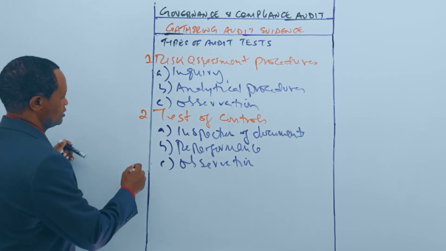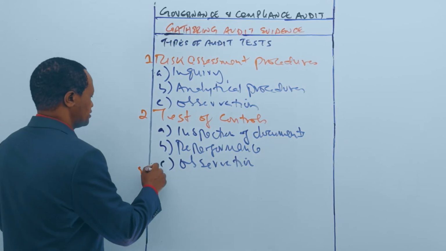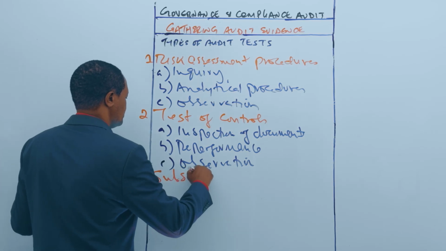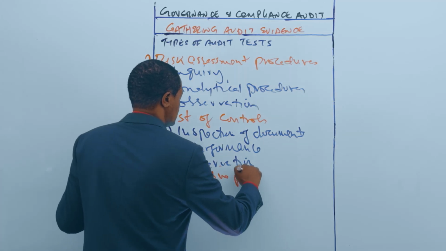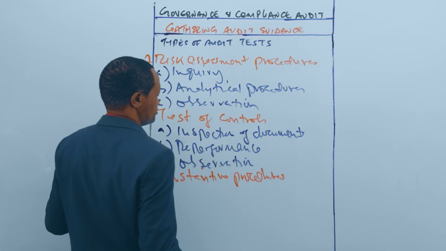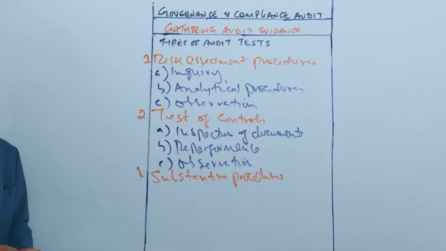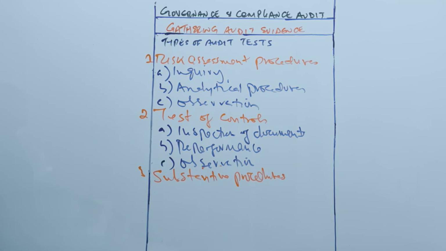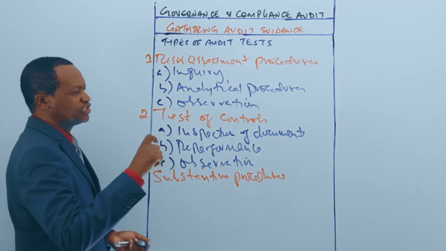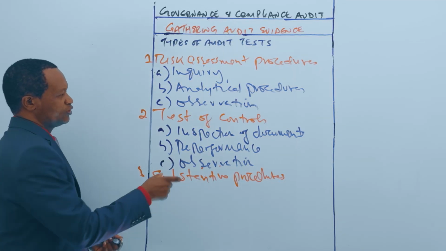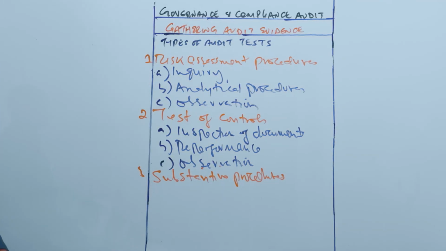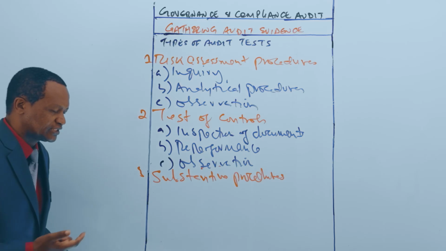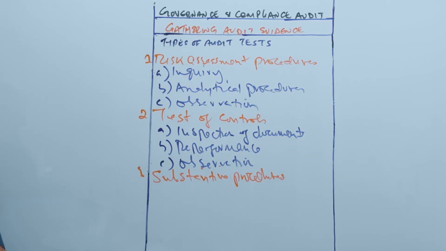The third category of types of audit tests is substantive procedures. While tests of controls check the process, substantive procedures check the data. Here you are checking the process, but in substantive procedures, you check the data. And these tests are designed to detect material errors or non-compliance directly in the transactions.